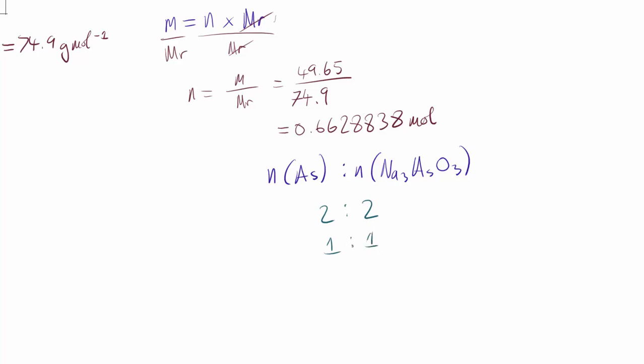Therefore, what we can say based on this is that the moles of the sodium orthoarsenate is the same as the moles of the arsenic, right? So that is going to be equal. Therefore, the moles of Na₃AsO₃ is going to be equal to 0.66. So it's just going to be the same, right? So 0.6628838 moles. And we've got the moles anyway.